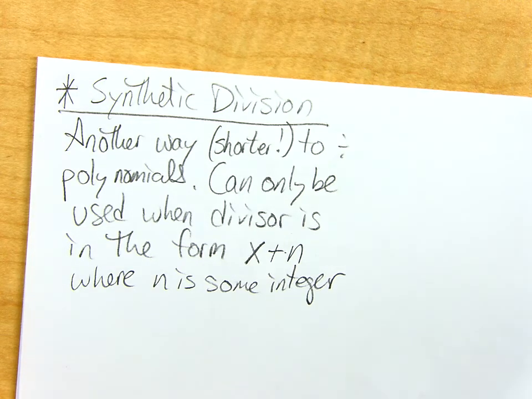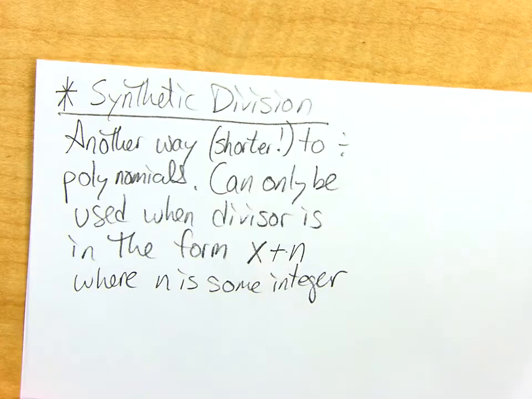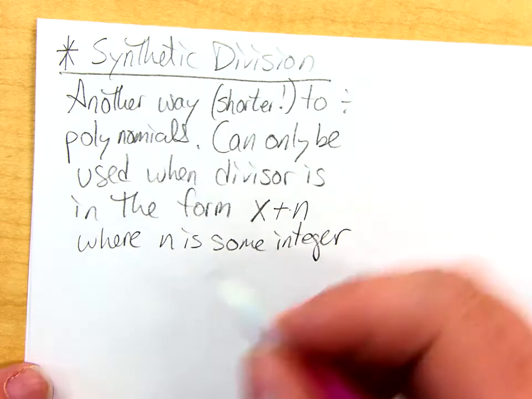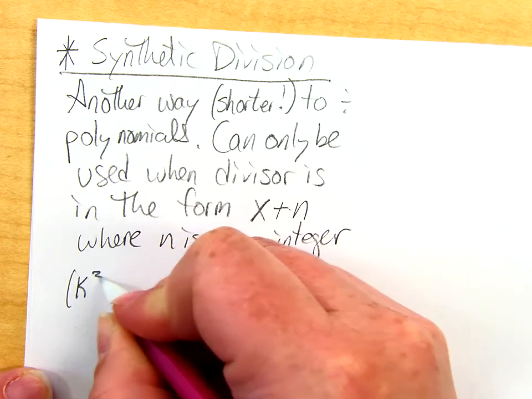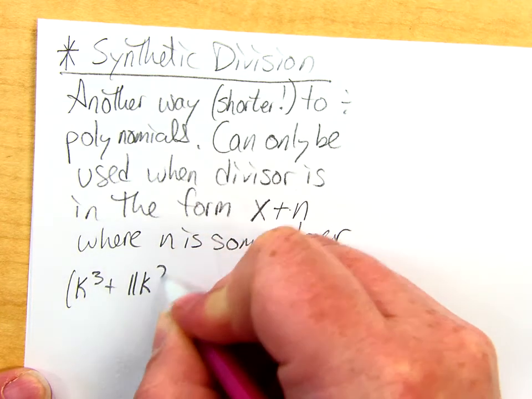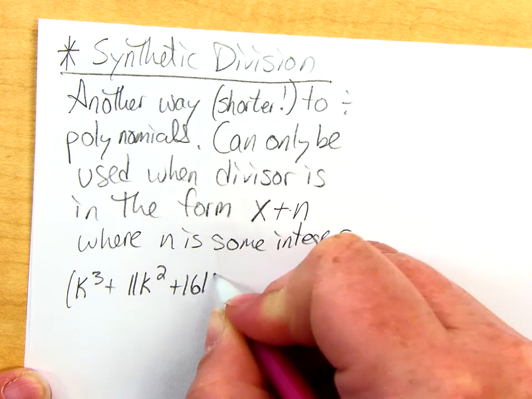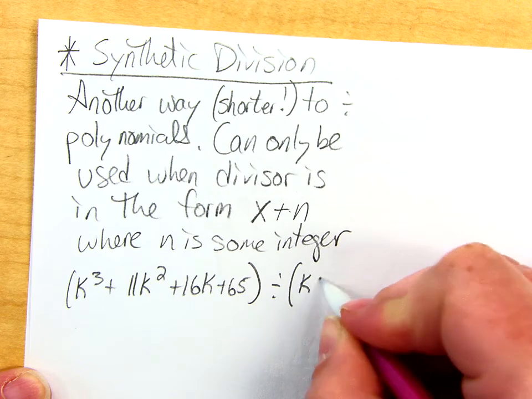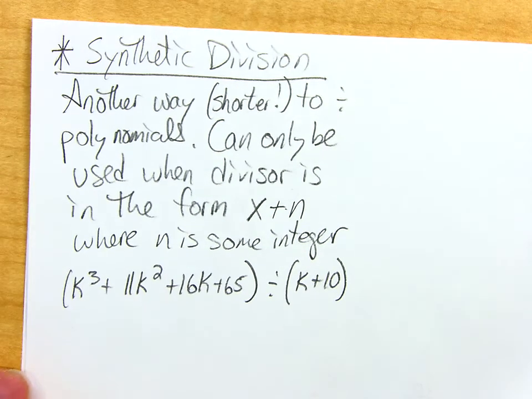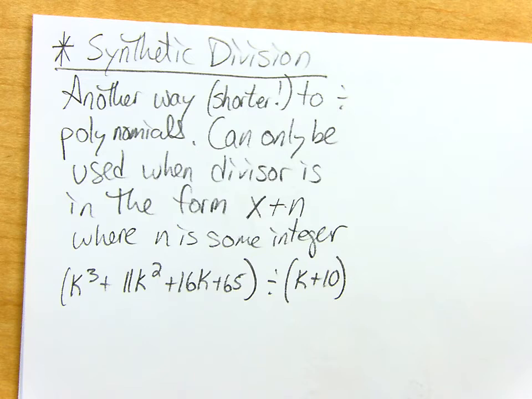So if we take a look at our example sheet here, if we flip it over and you look at number 15, for example, I'll just rewrite number 15 on this paper here. We're going to be doing k to the third plus 11k squared plus 16k plus 65, and we're going to divide all of that by k plus 10. They're using k's instead of x's. Whatever, that's not really a big deal.